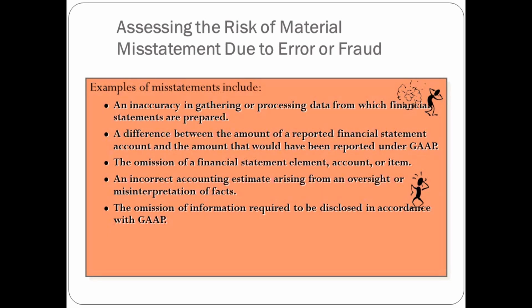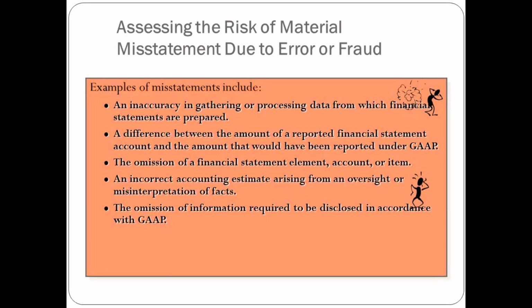So some examples of misstatements would be an inaccuracy in the gathering or processing of data, or a difference between the amount reported in the financial statements versus what's been reported under GAAP. And that could be an error. The client might have interpreted the standards incorrectly. It might not be anything to do with earnings management. The omission of a financial statement element, account, or item. Incorrect accounting estimates because of misinterpretation of facts, or the omission of information that should be disclosed.